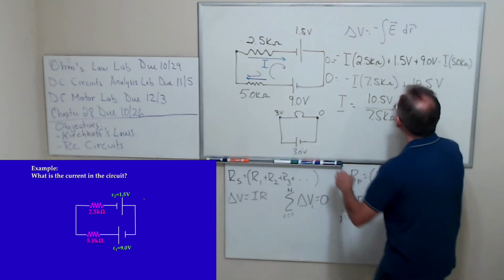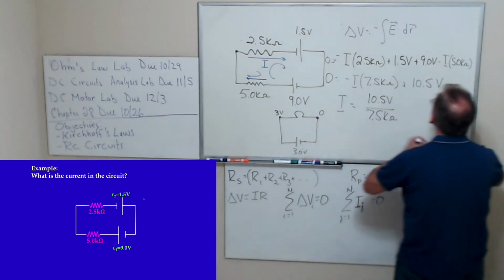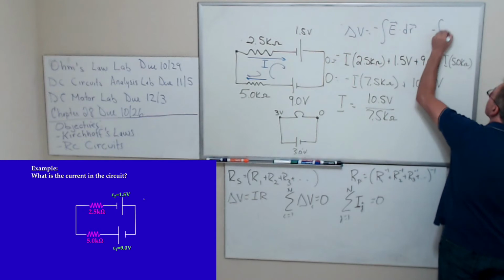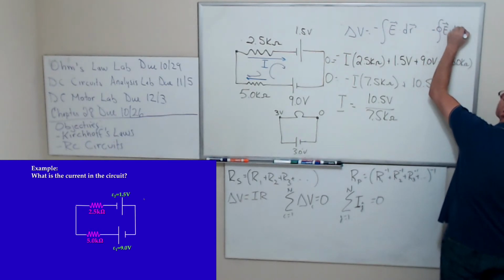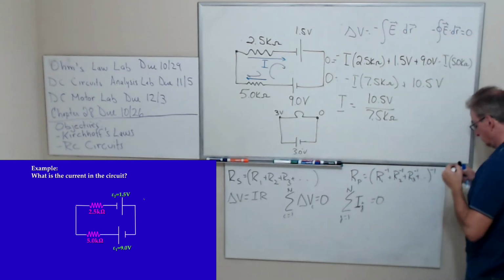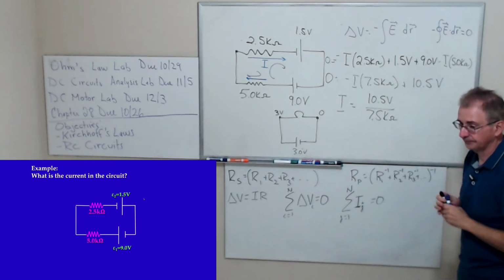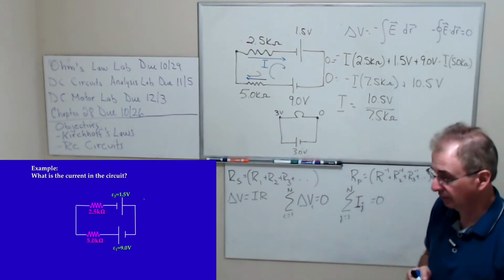And so when you integrate this around the loop, I get 0. Does that make sense?